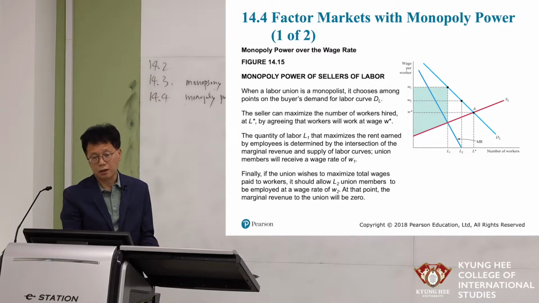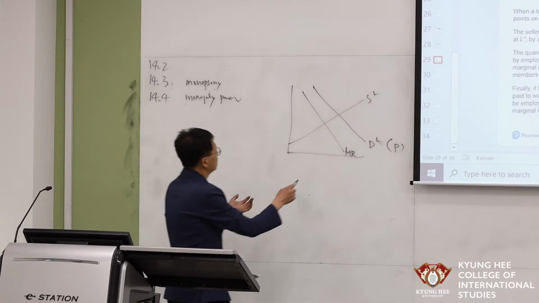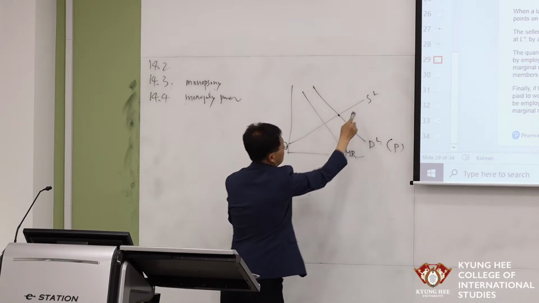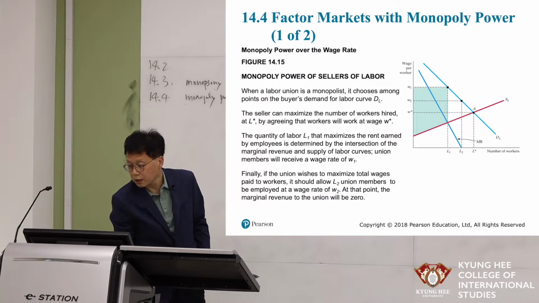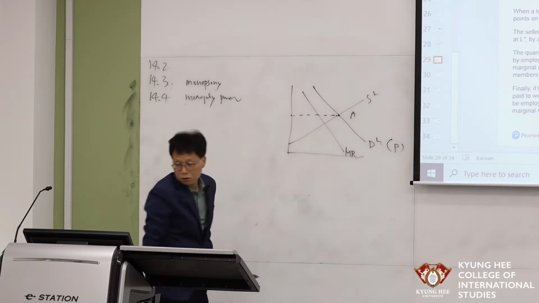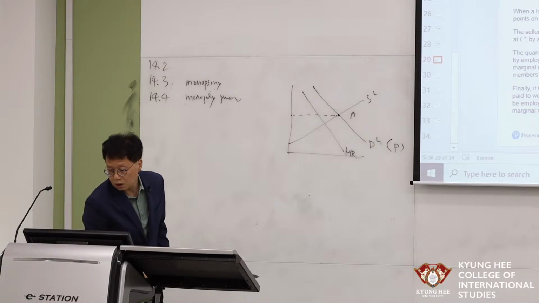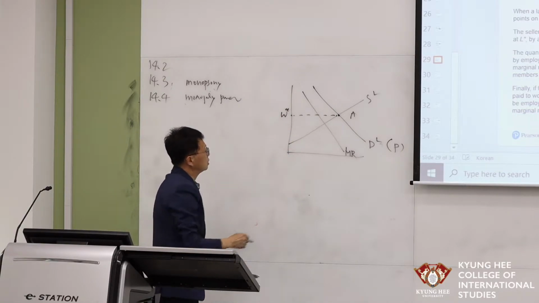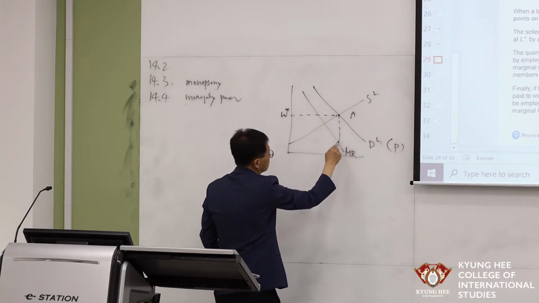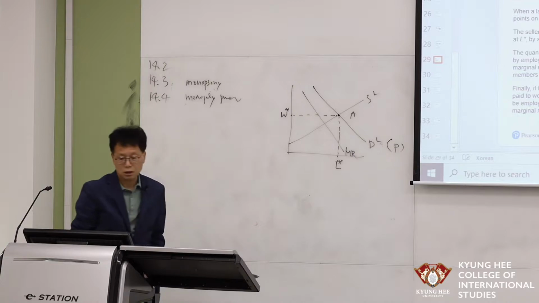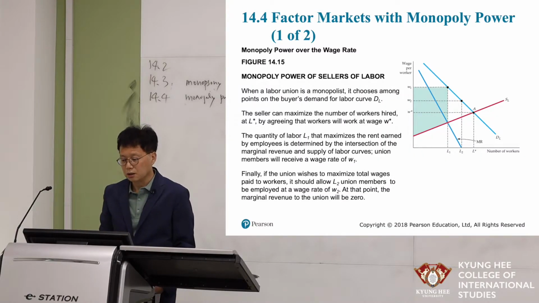When the labor market is perfectly competitive, demand intersects supply at point A, and the wage rate is equal to W star, the competitive wage rate. And the equilibrium quantity of labor is L star.